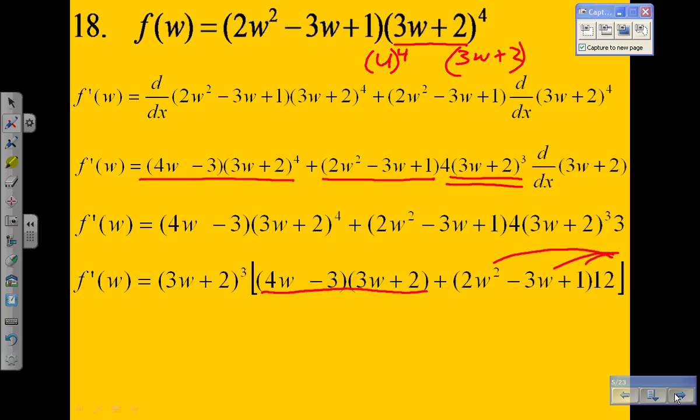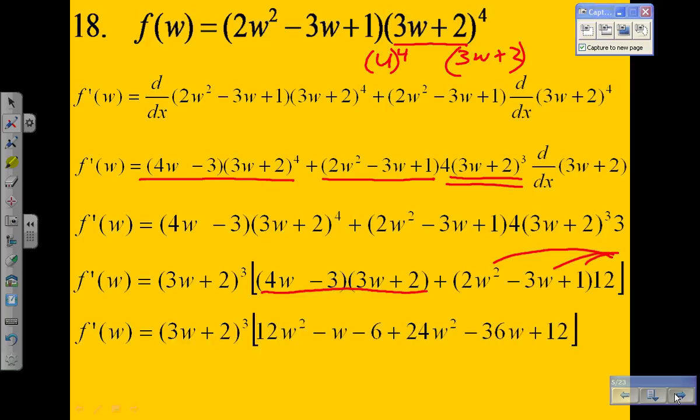So to multiply it out, you end up with 12w squared minus w minus 6. 24 minus 36 plus 12. Yeah, 26w squared minus 35w minus 37 plus 6. Yeah, that's your final answer. Nice job.